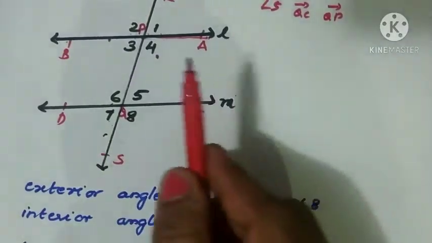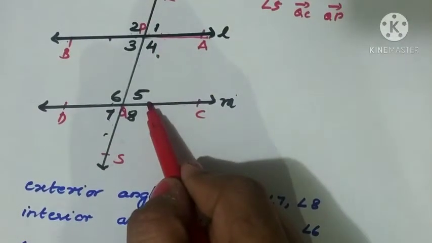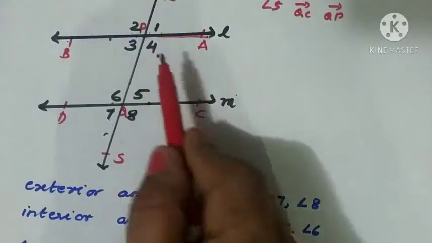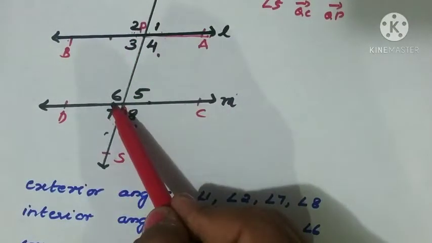So I think you understood the pairs now. If you are taking angle 1, angle 5 should be considered for the pair. Angle 4 we are taking, angle 8 should be considered. Angle 2 if you are taking, what is the pair with 2?